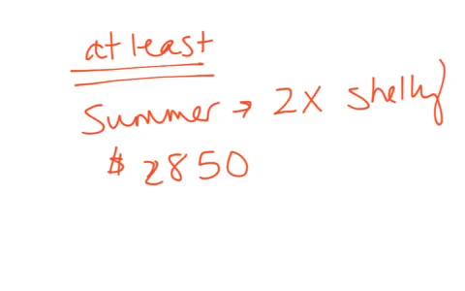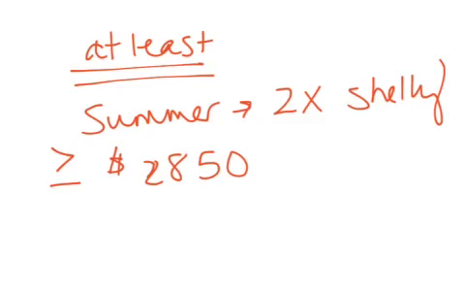So they could have $2,850. They can also have $2,851, $2,852. They could have $2,900 and it would still be okay. So it's going to have to be greater than or equal to $2,850. So go ahead and fill it in.